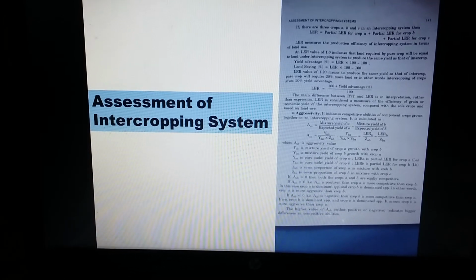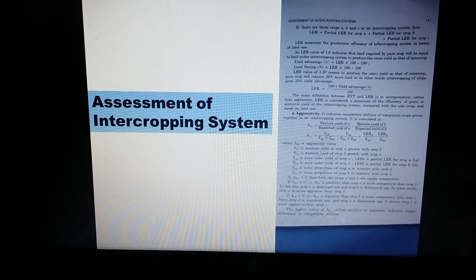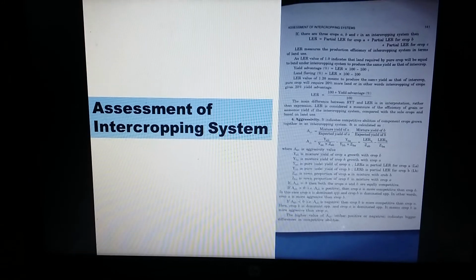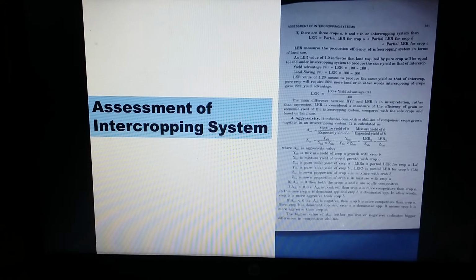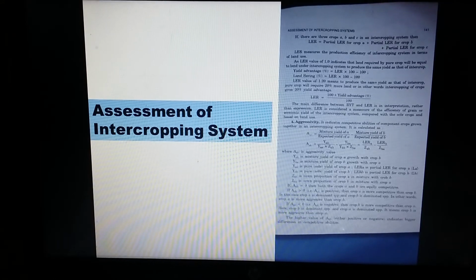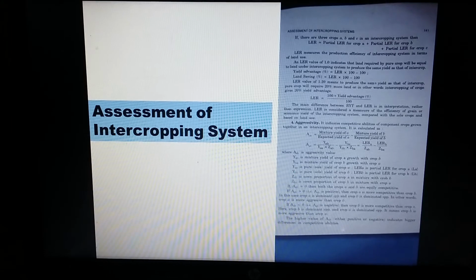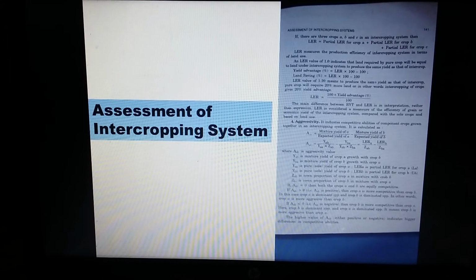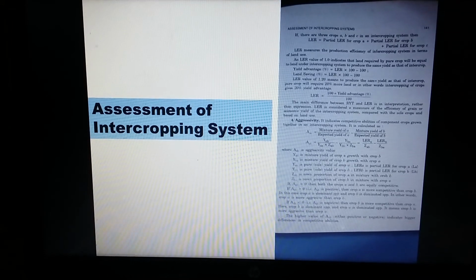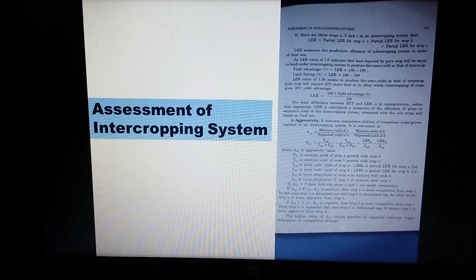If aggressivity is less than 0, that means it is negative, then crop B is more competitive than crop A. Here crop B is the dominant species and crop A is the dominated species. It means crop B is more aggressive than crop A. A higher value of aggressivity indicates a bigger difference in competitive abilities.